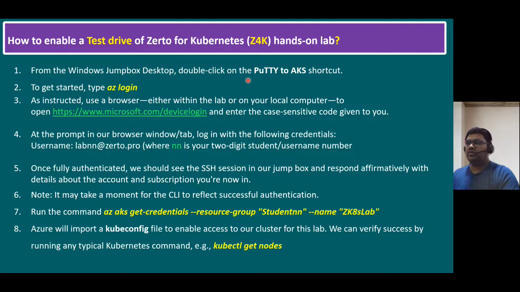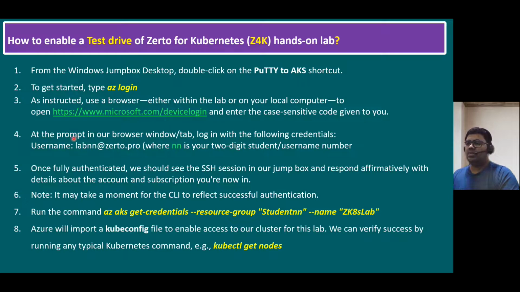To get started with the connection, we need to type the command az login. When we type this command, it will give you an instruction: we need to log into the website https://www.microsoft.com/devicelogin. This device login requires a login ID and password. When you connect through the SSH session, it will show you a code, and the same code we need to enter in this login page.